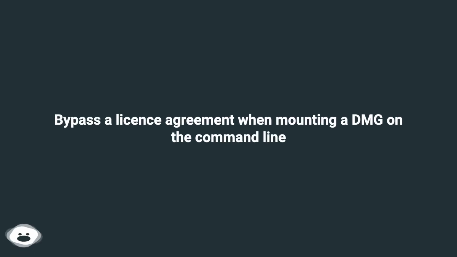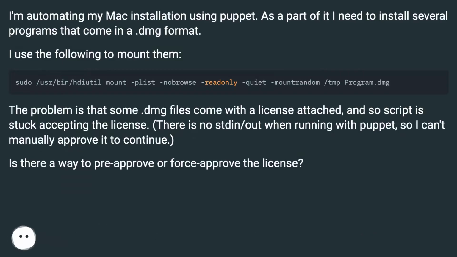Bypass a license agreement when mounting a DMG on the command line. I'm automating my Mac installation using Puppet. As a part of it, I need to install several programs that come in a DMG format. I use the following to mount them.